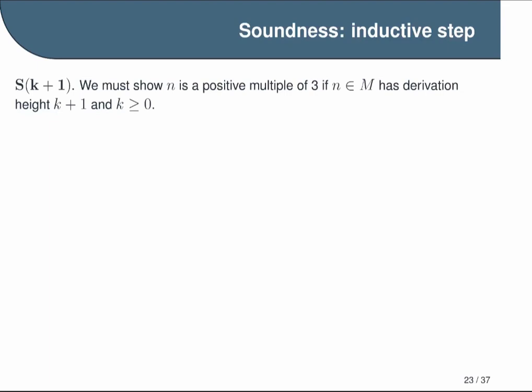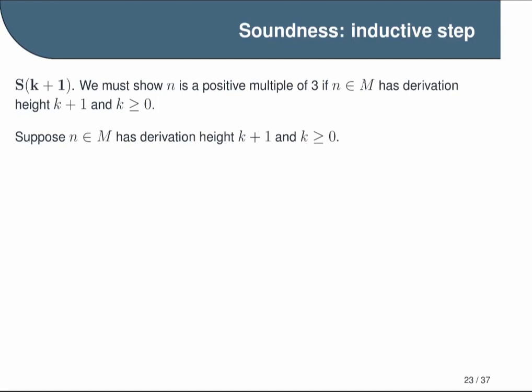We have to show S of k plus 1 is true, assuming that our statement holds already at k and all smaller values that are greater than or equal to the value we chose for our base case, which in this case was 0, right? So we must show that n is a positive multiple of 3 if n is an element of our set and has a derivation height of k plus 1 and k is greater than or equal to 0.